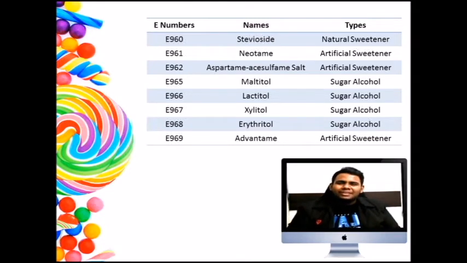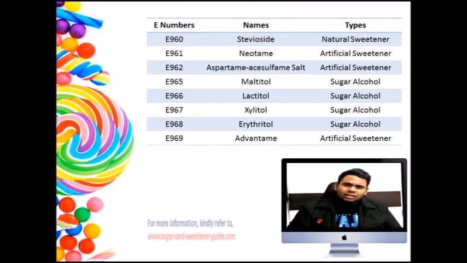There are four sugar alcohols in this table, namely E965 maltitol, E966 lactitol, E967 xylitol, and E968 erythritol. And last but not least, advantame E969 is an artificial sweetener.